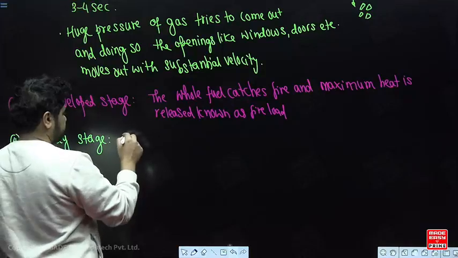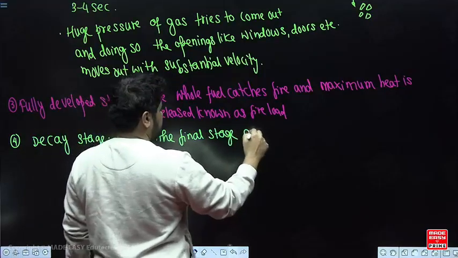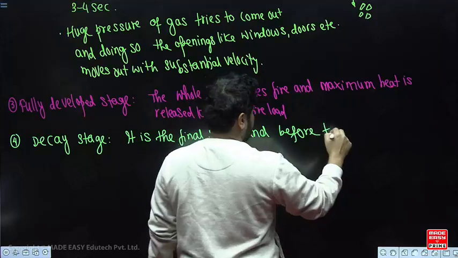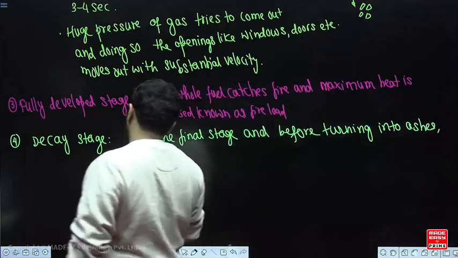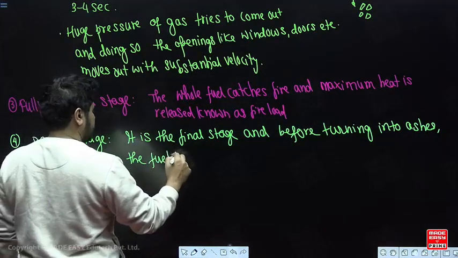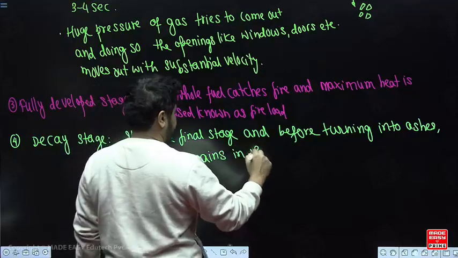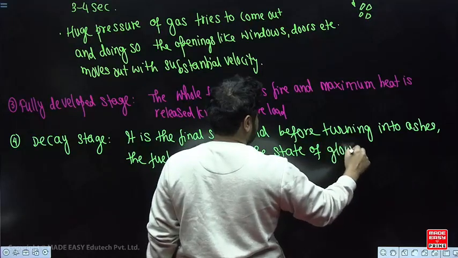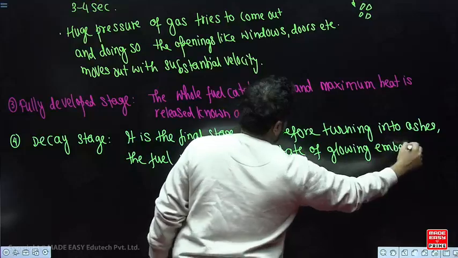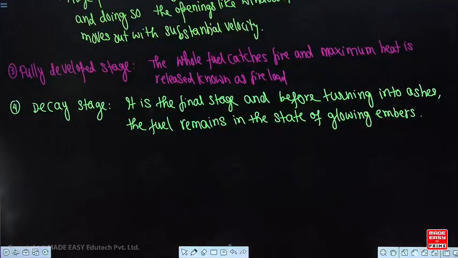डिके स्टेज. सो इट इज द फाइनल स्टेज, and before turning into ashes, the fuel remains in the state of glowing embers. आप समझिए जैसे कोयला है ना, आग नहीं रहता लेकिन वो रेड रेड टाइप का दिखता है ना, दैट इज कॉल्ड एज ग्लोइंग एम्बर्स. क्लियर? सो दीज आर द बेसिकली 4 स्टेजेस ऑफ फायर ग्रोथ.